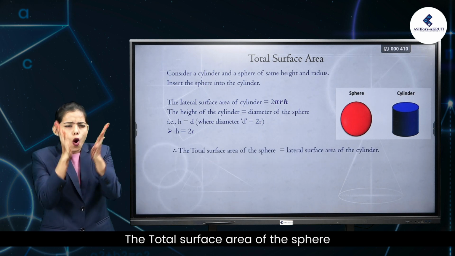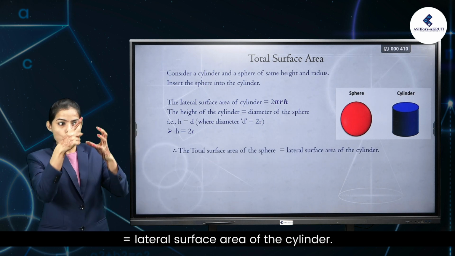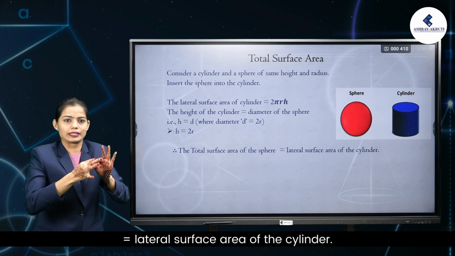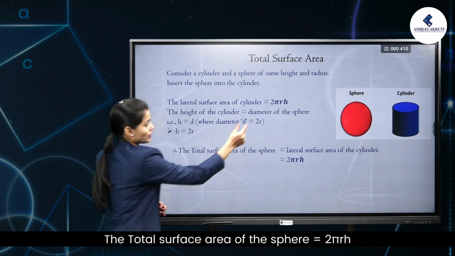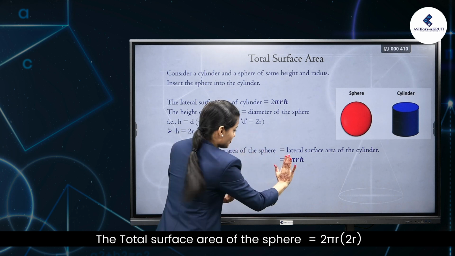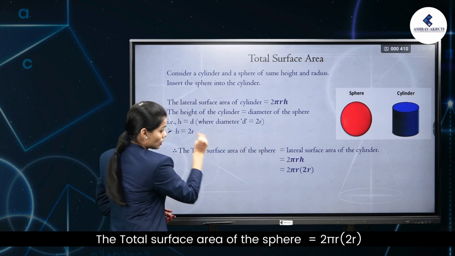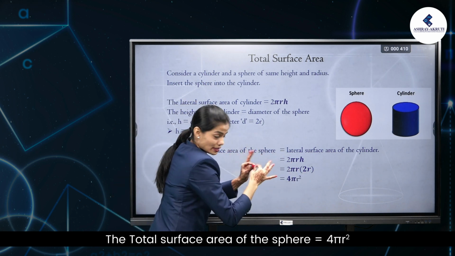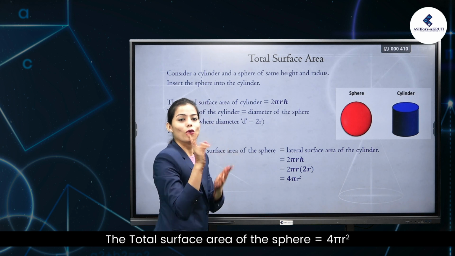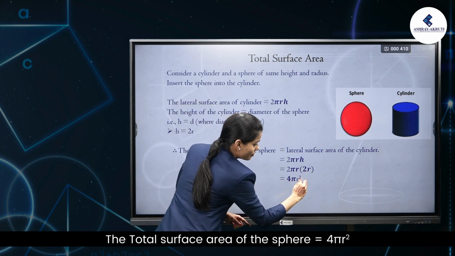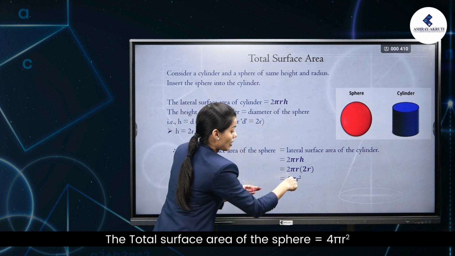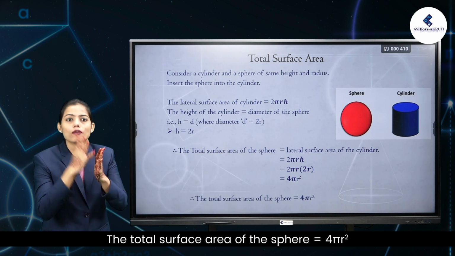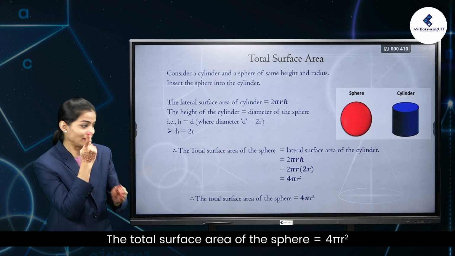Therefore, the total surface area of the sphere is equal to the lateral surface area of the cylinder, which is equal to 2πrh, which is equal to 2πr into 2r, which is equal to 4πr². The total surface area of the sphere is equal to 4πr².